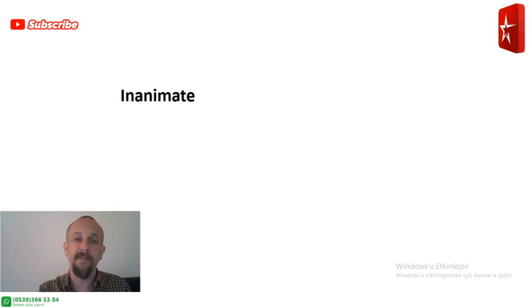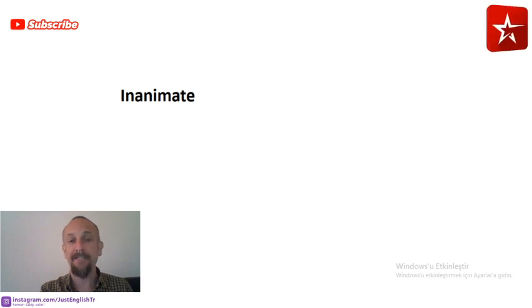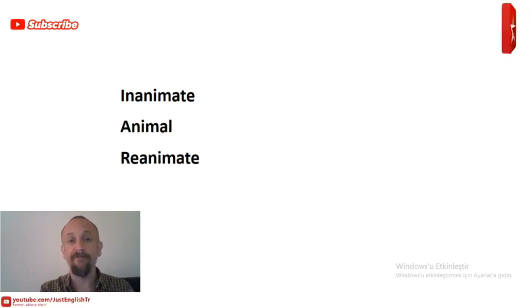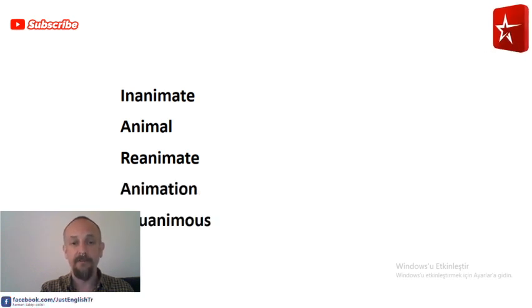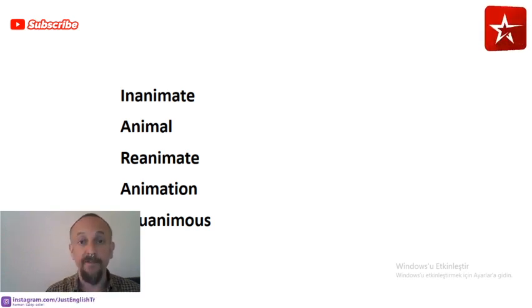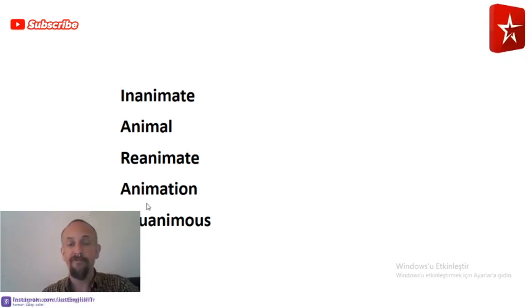You're going to make a mistake, but mistakes are fantastic. We learn by making mistakes. So we have inanimate, animal, reanimate, animation, and equanimous. Let's have a look at some of the pronunciation here. Whilst you're trying to find the roots, I'll go through and say some of these words.